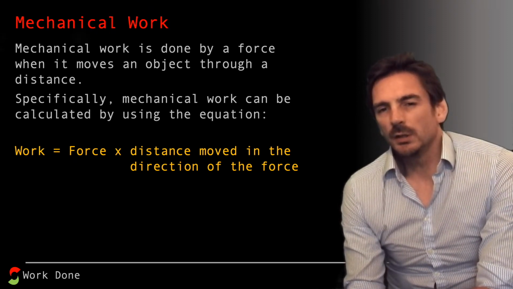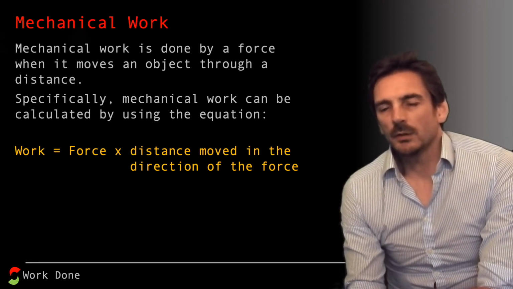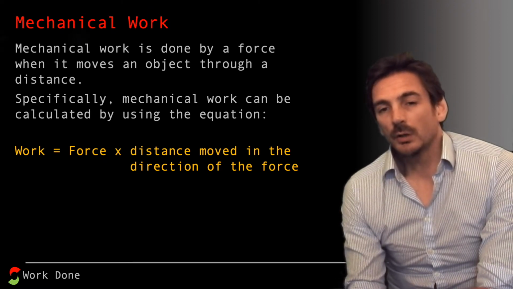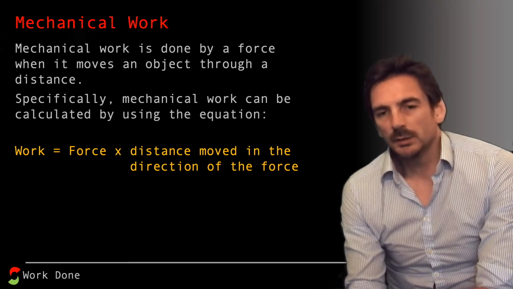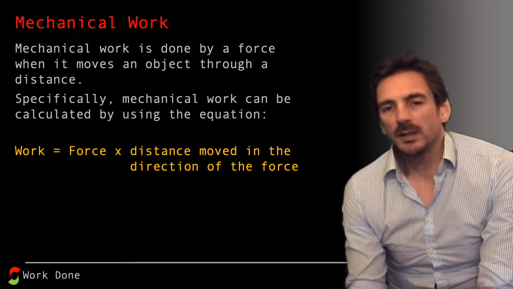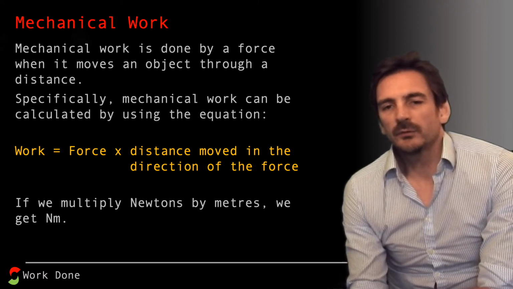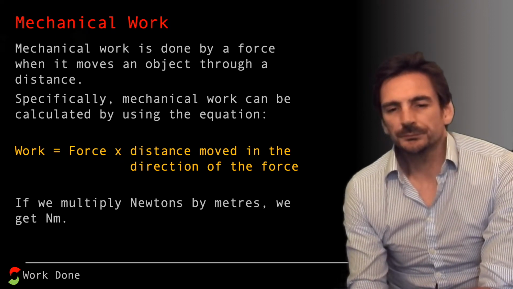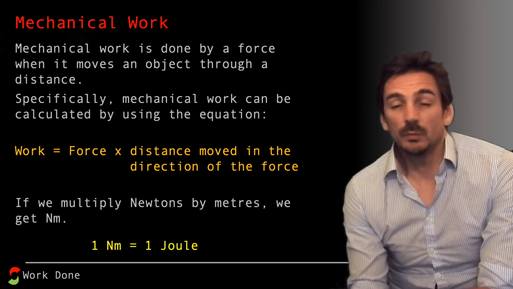So if we think about the units of work, we mentioned in another video that work is measured in joules. However, in this equation, notice that we're calculating force and distance, so we're multiplying newtons by meters. Because we're multiplying newtons by meters and we're getting work, and we know that work is measured in joules, then one newton meter must also equal a joule. But we still talk about work being in joules.